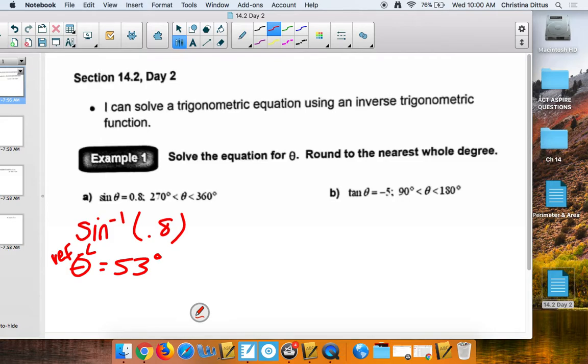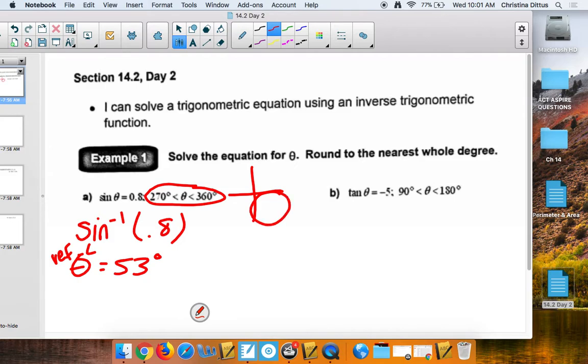Today, we have some constraints, okay? And it's going to tell us for each problem. Our constraint in this problem is that our angle is between 270 and 360. Well, if I draw my coordinates, what quadrant is it in? Quadrant 4, yeah. This is our 270 to 360. Does everybody agree with that?